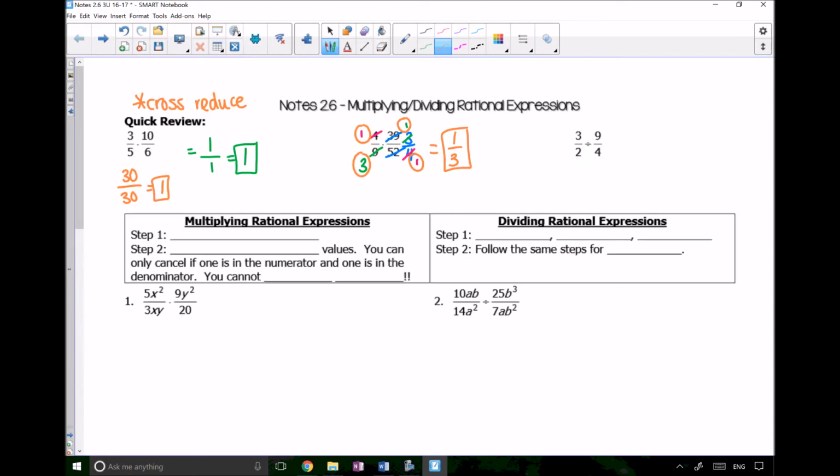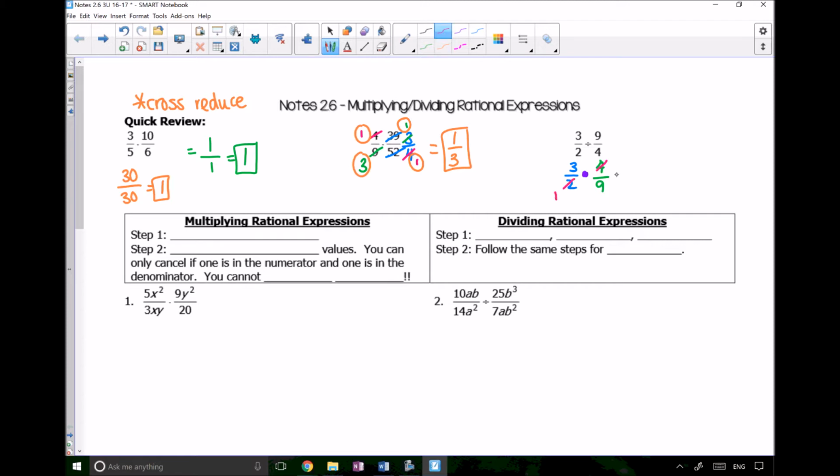So over here, I'm going to keep the 3 over 2, change the division sign to multiplication, and then flip the 9 over 4 to its reciprocal and make it 4 over 9. Now I can go ahead and do some simplifying. The 2 and the 4 are both divisible by 2.